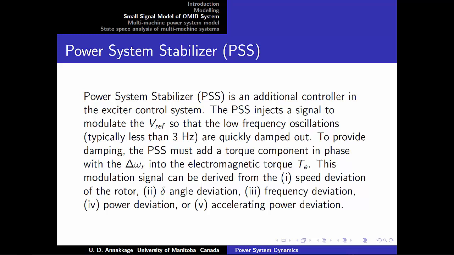We learned that to provide damping, we must add a torque component in phase with delta omega into the electromagnetic torque Te. There are many ways of deriving this signal, but in this lecture we will use the speed deviation as the input signal to the power system stabilizer.